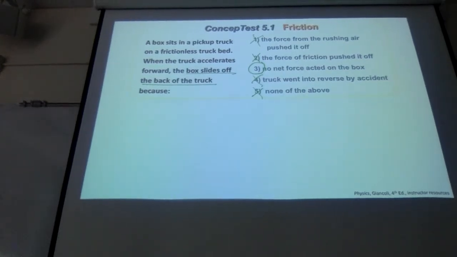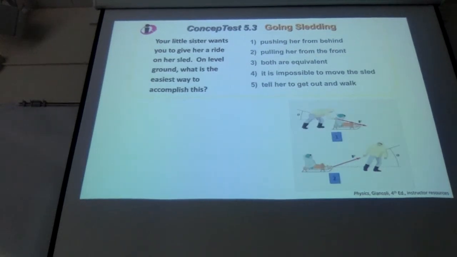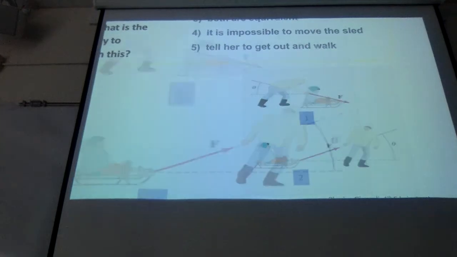The fact is there was no net force to help the box move along with the truck, which would happen if there was friction.